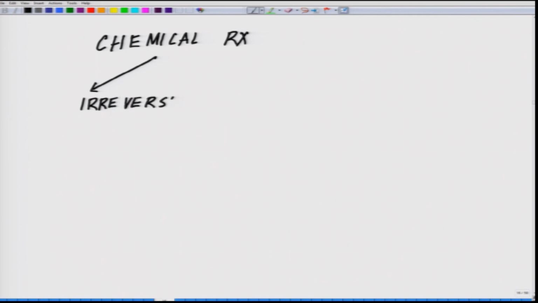So from here we move on to the basics. All these different kinds of molecules go through a series of chemical reactions, okay? Rx stands for reactions, and they could be either irreversible or reversible.